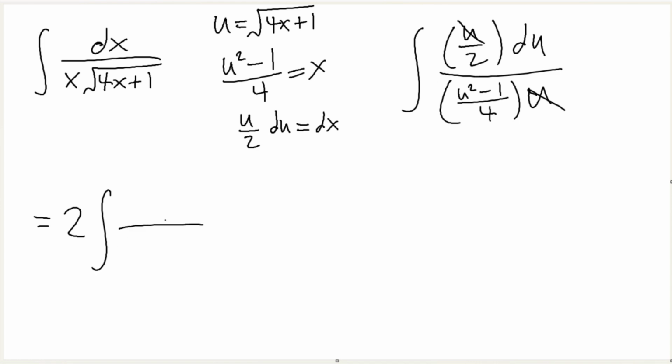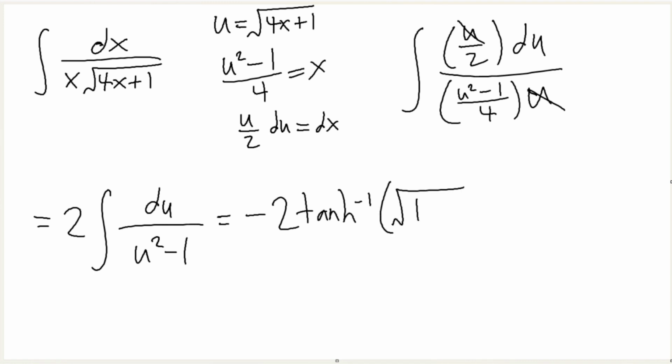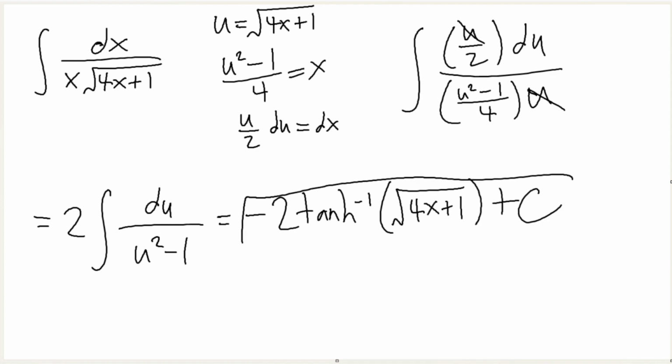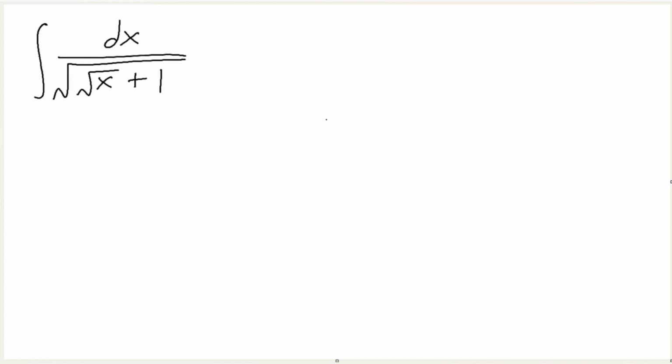And the rest is just du over u squared minus 1. Now, I'm a lazy person, so I'm going to do negative 2 inverse tangent of u, which is the square root of 4x plus 1. And I will just leave my answer like this. Okay? So what do we do with this?